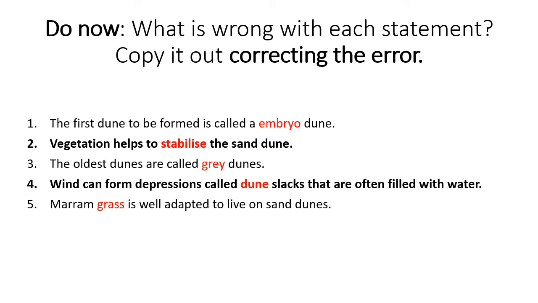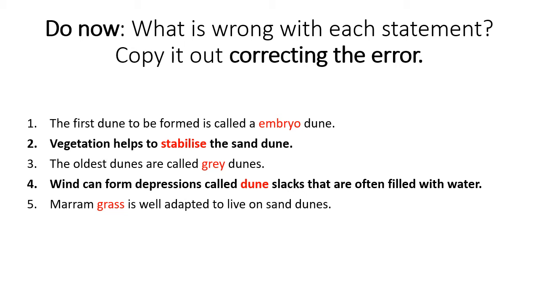Okay, here are the answers in red. So the first dune to be formed is called an embryo dune. Vegetation helps to stabilize the sand dune, to hold it together. The oldest dunes are called grey dunes. Wind can form depressions called dune slacks that are often filled with water, and marram grass is well adapted to live on sand dunes and helps to stabilize it. So that 5th point links to the second one. Marram grass, an example of the vegetation.